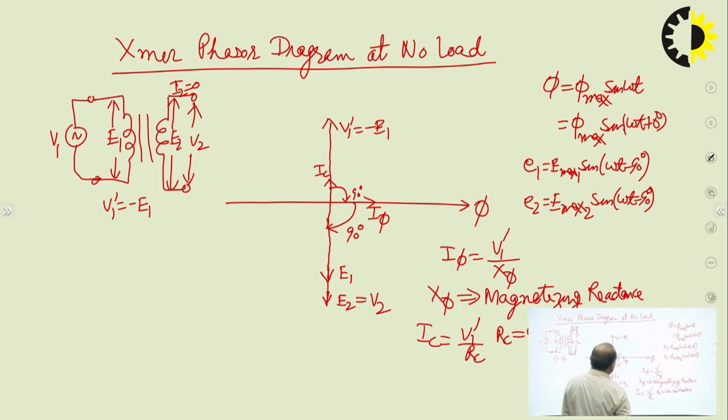Now further, the phasor sum of IC and I phi will be I0, the no load primary current, since IC and I phi both are components of I0. Now the angle between V1 dash and I0 is the no load power factor angle phi naught, and the cosine of this angle phi naught is the no load power factor cos phi naught.